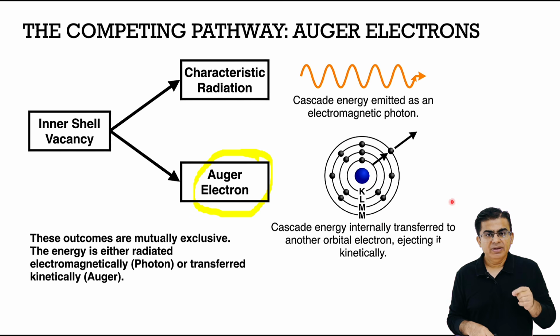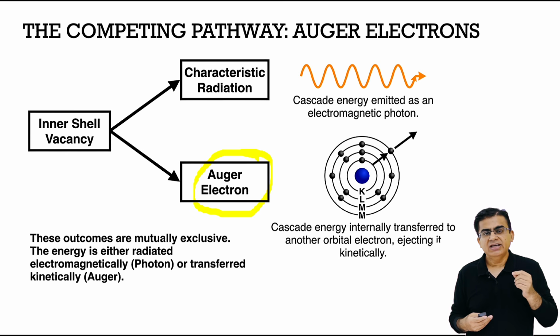Instead, the dropping electron transfers its excess energy directly into another orbital electron inside the exact same atom. Because this receiving electron suddenly gains a massive amount of kinetic energy, it is violently ejected from the atomic structure. We clinically refer to this ejected particle as an Auger electron.